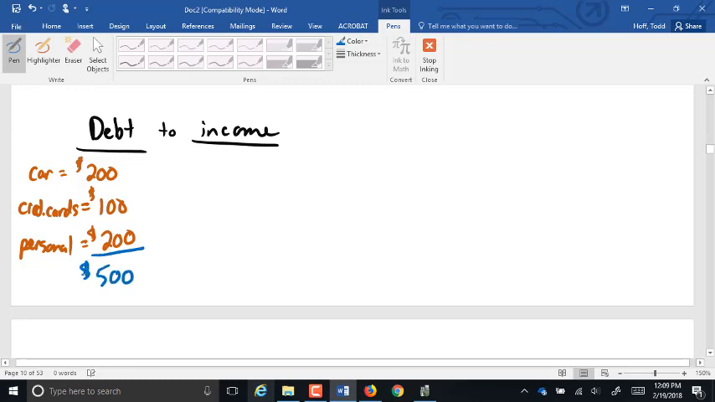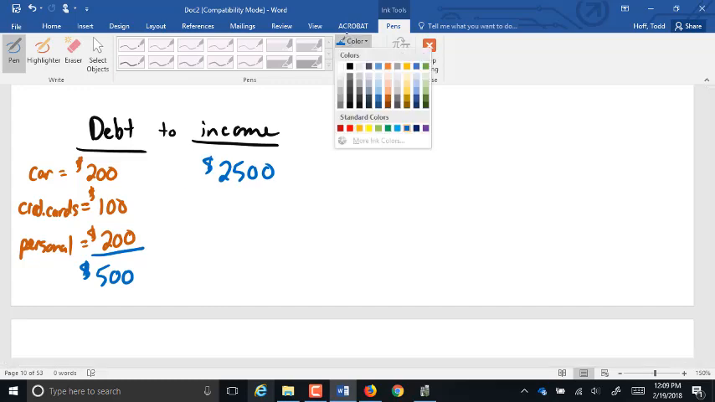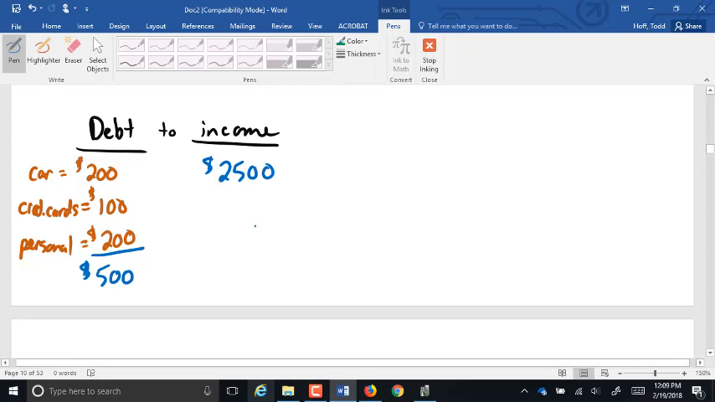Notice this does not include food or gas or anything like that. Those are not debt payments. These are dedicated debt payments that are paid every month. Your income. Well, let's say that your income is $2,500 a month. You have a $30,000 a year job. Your debt to income ratio, you have $500 in debt to $2,500 in income.